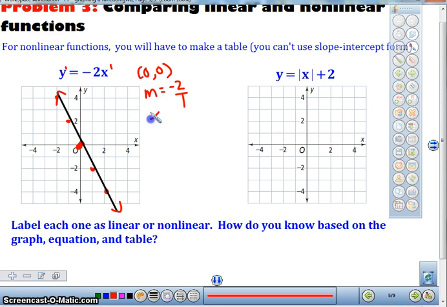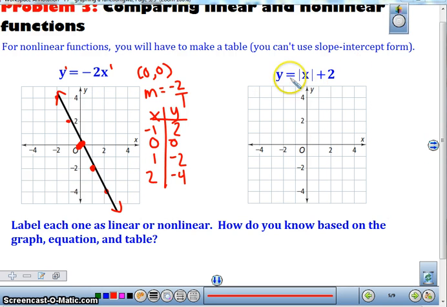Could we make a table of values? Yes. If we look at this table of values, at -1, what was our point? -1, it was 2. At 0, it's at 0. At 1, it's down at -2. At 2, it's down at -4. So you can make a table from the graph, or you can plug in those values for x, solve, and get the table that way.